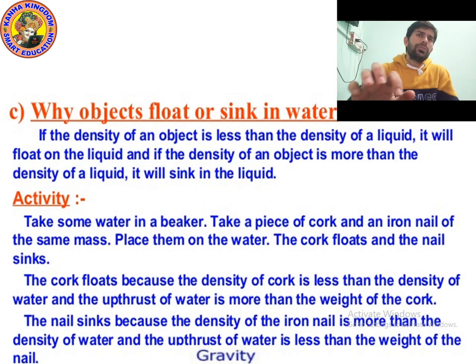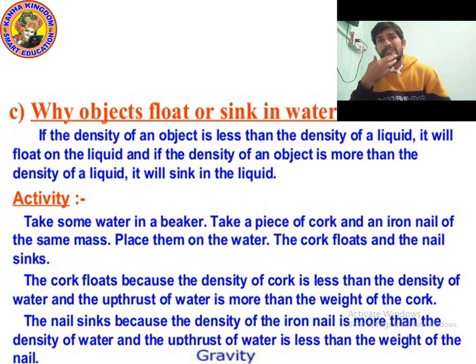Before we talk about Archimedes principle, let's see the question. As you can see on this screen, why does an object float or sink in water? The reason behind it is density. It all depends upon the density. If the density of the object is less than the density of the liquid, then it will float on the liquid.